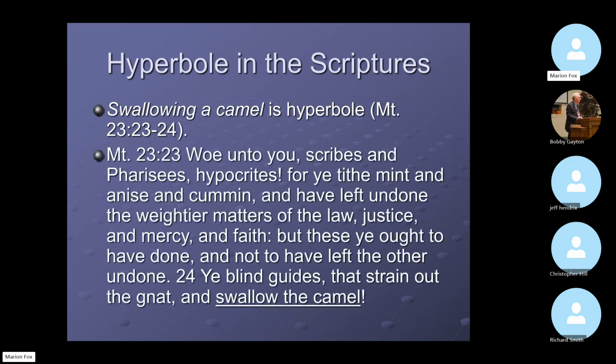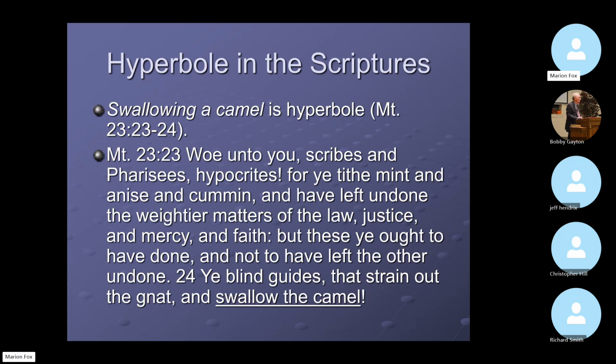Swallowing a camel is hyperbole. Now, there are two interpretations given on this, but I think they kind of missed the point on one interpretation. Woe unto you, scribes and Pharisees, hypocrites! For you tithe mint, anise, and cumin, and have left undone the weightier matters of the law: justice, mercy, and faith. These you ought to have done, not left the other undone.